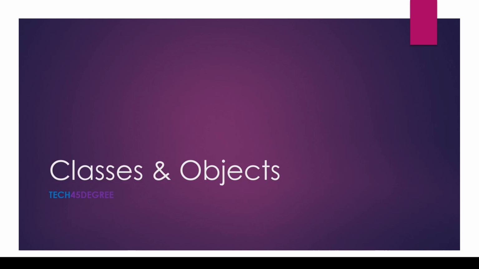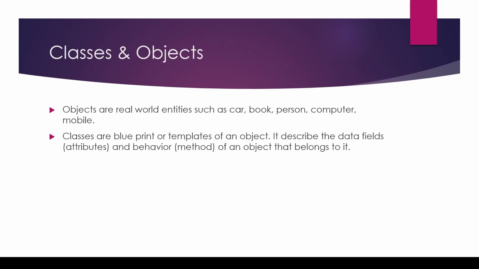In this video, we will talk about classes and objects. Classes and objects both are interrelated with each other. Objects are real-world entities such as car, book, person, computer, mobile. So everything in this world are objects. And classes are the blueprint or template of an object. So basically that describe the data fields and behavior of an object that belongs to it.